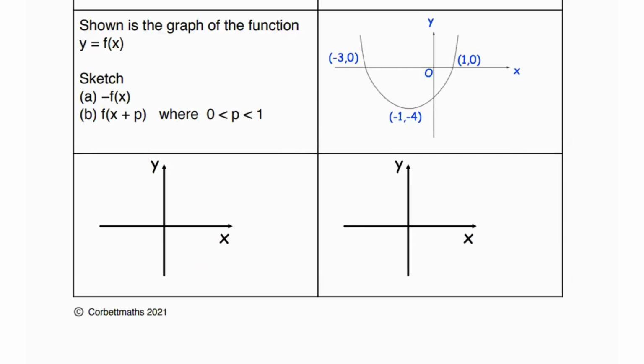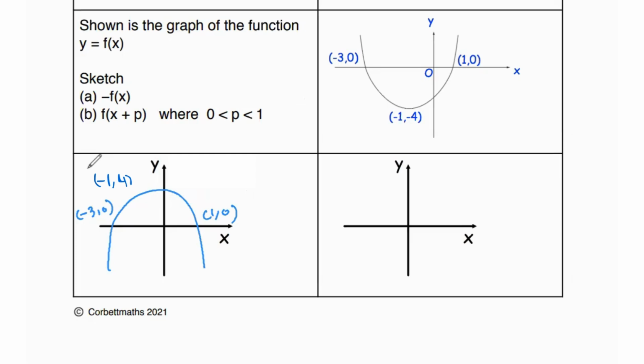Next question says, shown is the graph of the function y equals f of x. Sketch negative f of x and then f of x plus p, where p is between 0 and 1. So negative f of x means that we're reflecting the function in the x-axis, which means our graph is going to be upside down. So this is going to be -1 and +4 now. Basically, all the values of y which were negative will become positive, and which were positive will become negative. This remains the same because that's 0, and this remains the same because that's also 0. So this is your graph.